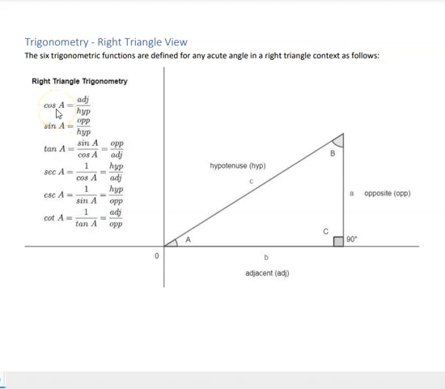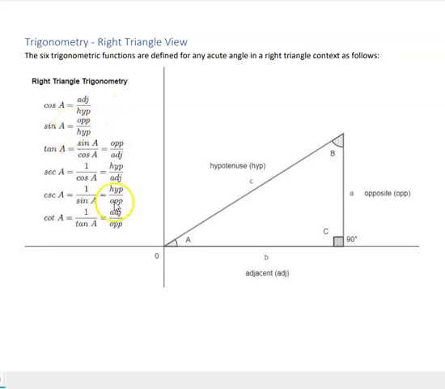Cosine, sine, tangent are the big 3. And their reciprocals, 1 over cosine, 1 over sine, and 1 over tangent, are called secant, cosecant, and cotangent. And in terms of the sides of a right triangle, the cosine of an angle A is the ratio of the adjacent side to the hypotenuse.